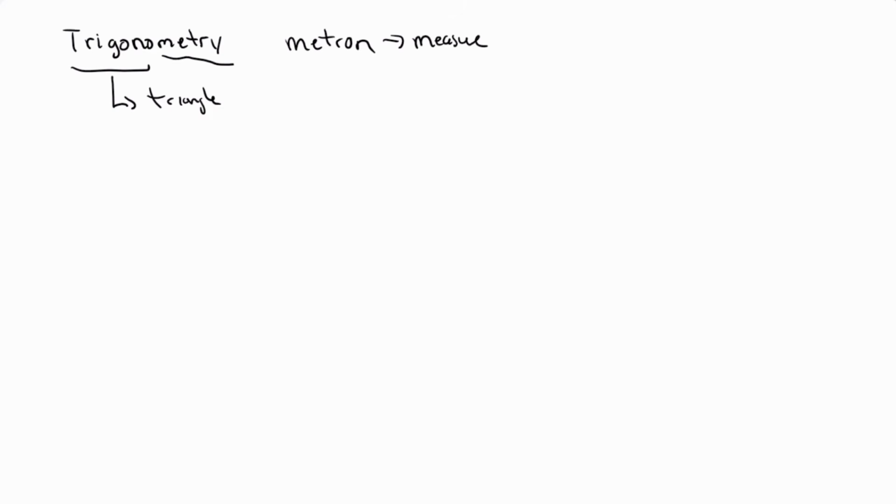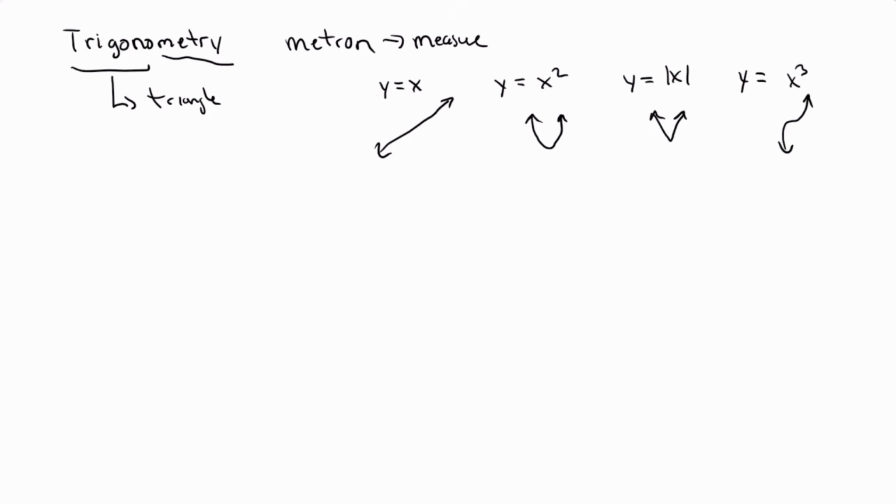Much like algebra, where we have some functions, if I ask you to graph y equals x, you're going to get a line. If I ask you to graph y equals x squared, you should know you get a parabola. If I ask you to graph y equals the absolute value of x, we get our V. If I ask you to graph y equals x cubed, we kind of get our dancing man here. All of these are functions in algebra.